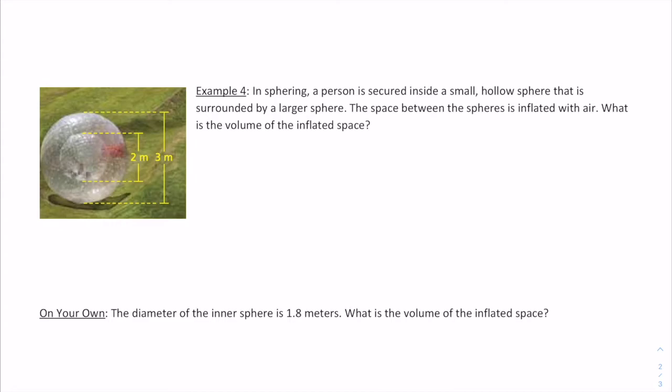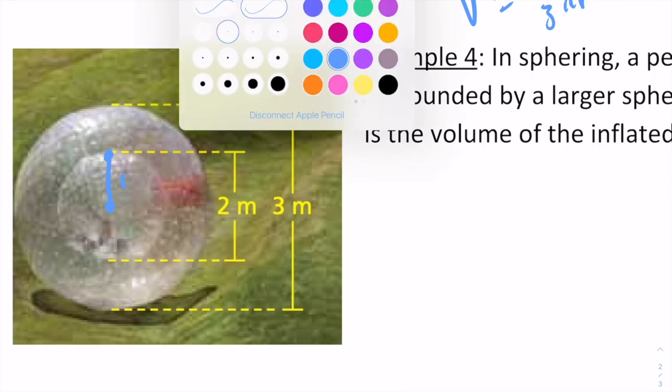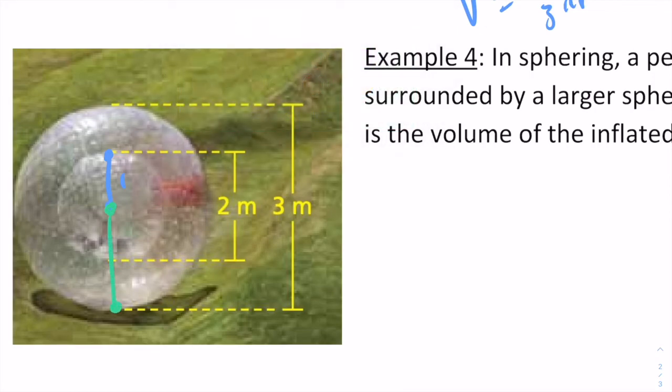Well, if I want to find the volume of a sphere, remember, V is equal to 4/3 pi r cubed, right? I would need to find the radius. Am I given the radius of my outer sphere and inner sphere? Well, no, I'm given the diameter. Well, what's the radius? The radius is going to be 1 for my inner sphere, and it's going to be, let me use a different color, 1.5 meters for my outer sphere. So you always have to figure out the radius when you're dealing with this.